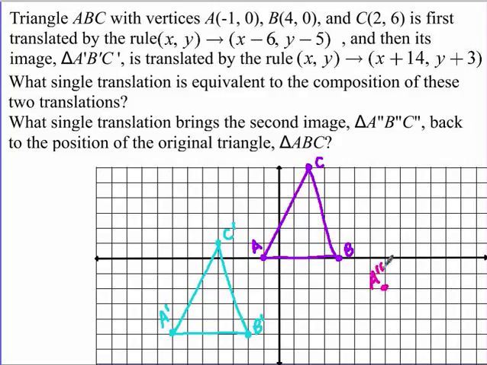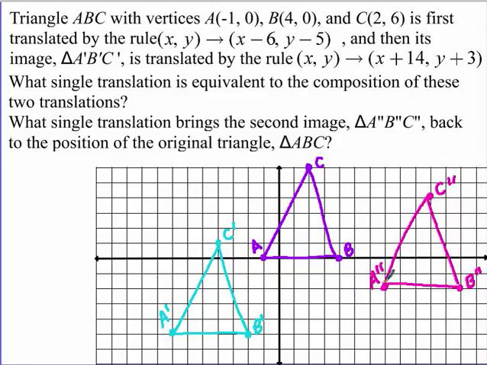Okay, so B, 1, 2, 3, 4, 5, 6, 7, 8, 9, 10, 11, 12, 13, 14, and then 1, 2, 3. So here is B double prime. And then C, 1, 2, 3, 4, 5, 6, 7, 8, 9, up to 14, and then up 3, 1, 2, 3. So there we go.